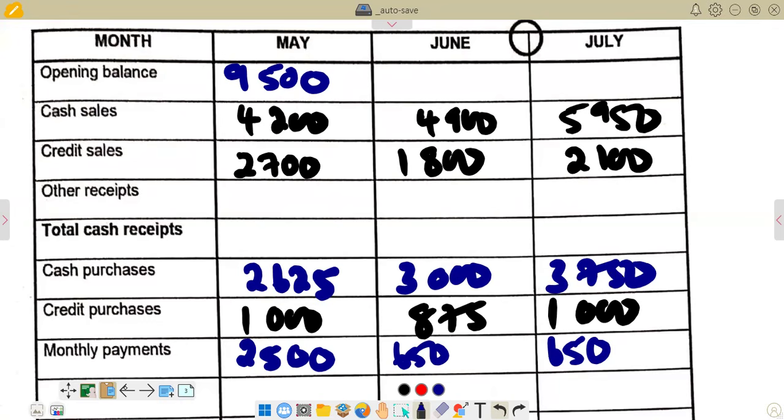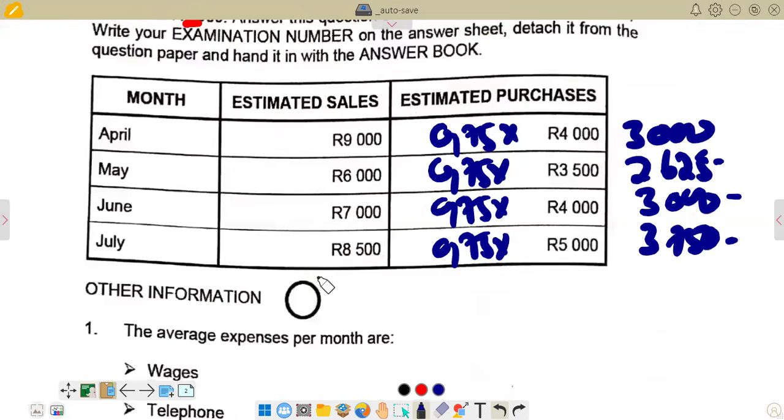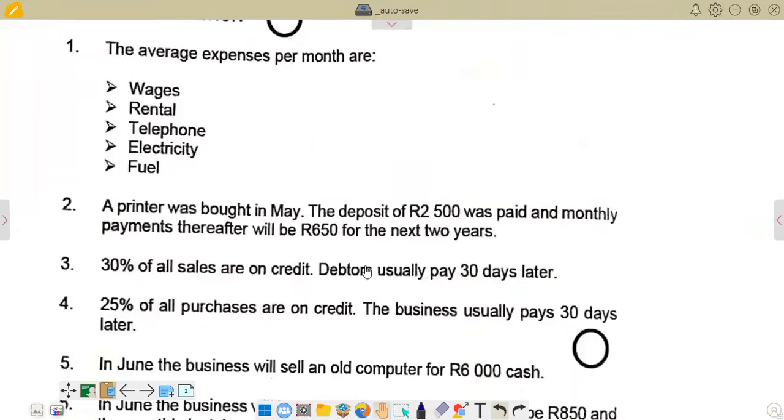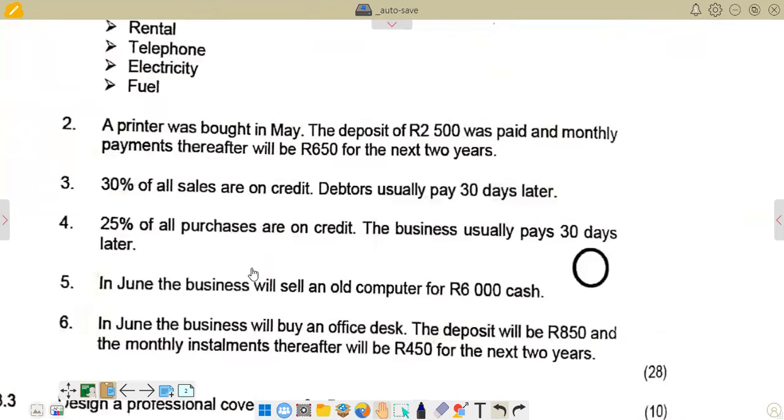So this is what we have according to purchases. So we can go see the next adjustment that we have to see what we are supposed to do. We are now on 5, which is saying in June, the business will sell an old computer for 6,000 cash. So this is going to take place in June. It means in June, there is going to be a receipt of 6,000, which is an inflow of cash. So we're going to put it under the receipts, other receipts for June.